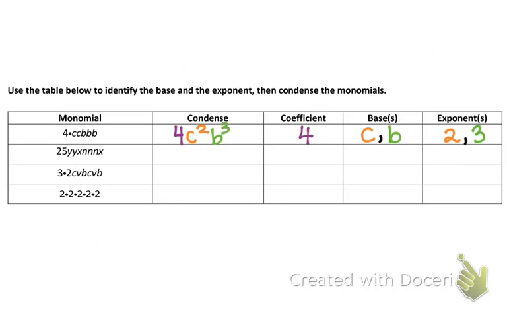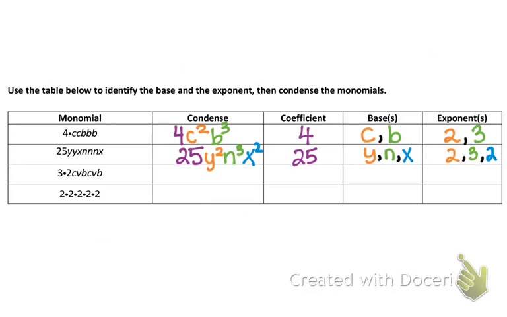In the second example, we have a coefficient of 25. We have 2 Y's, 3 N's, and 2 X's. Even though those X's are not right next to each other, we still have 2 of them, so we need to make sure that this has an exponent of 2. Let's fill in the rest of our table. So we have 25 as our coefficient. We have 3 different bases, Y, N, and X. Y is being raised to the second power, N to the third, and X squared.